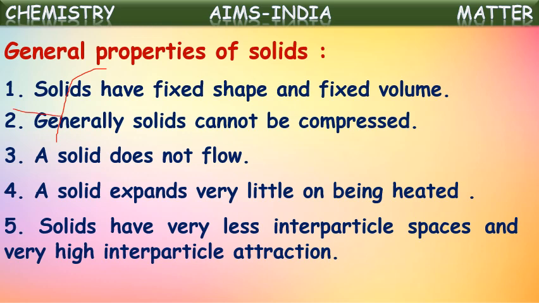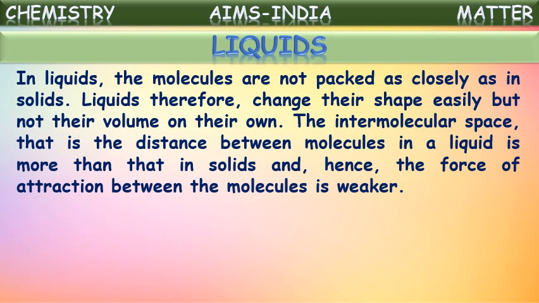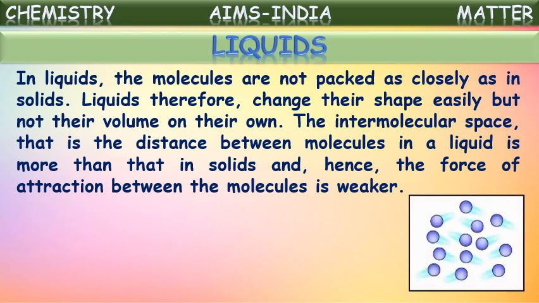Okay, let us see the next state of matter, liquids. What is meant by a liquid? See, in liquids, the molecules are not packed closely. If we observe the solids, the molecules or particles are arranged side by side. But in case of liquids, the molecules are not having a particular shape. They will not arrange side by side. There is a gap between the particles or molecules present in the liquids. That is what, see, liquids change their shape easily but not their volume on their own. So it doesn't have a fixed shape but it has a fixed volume.